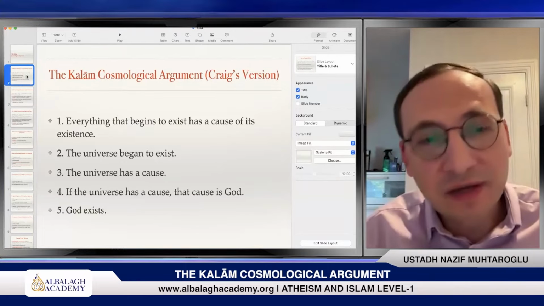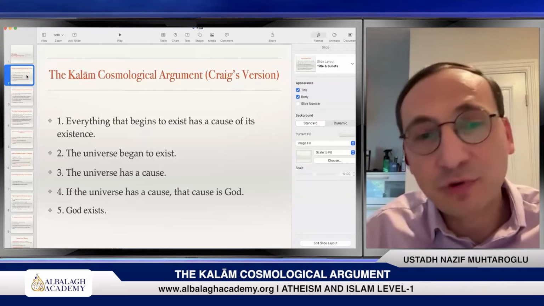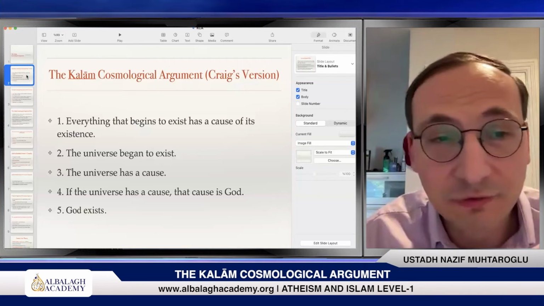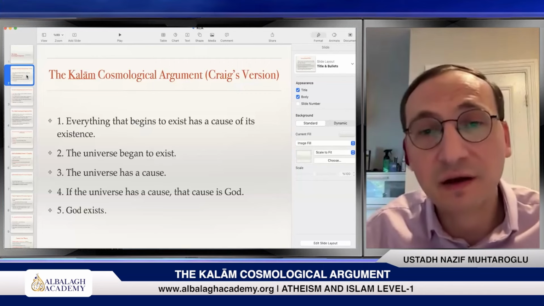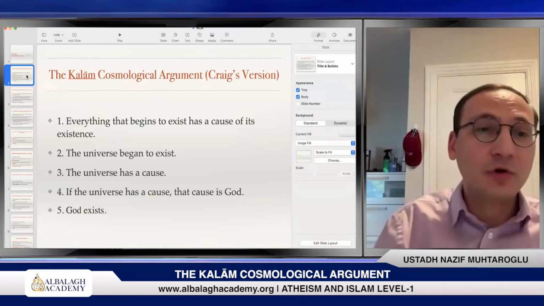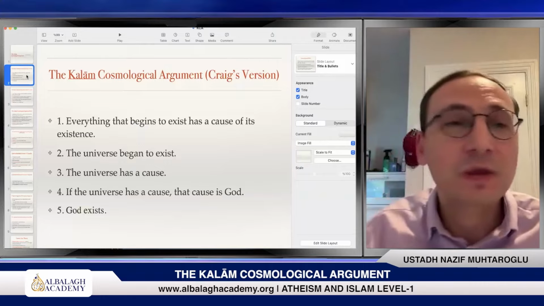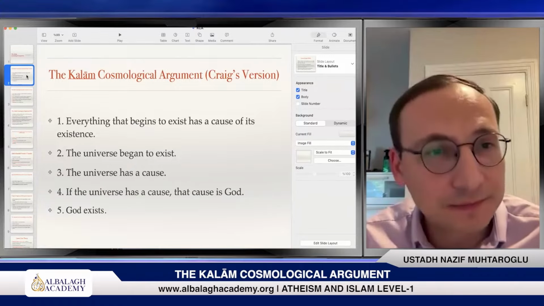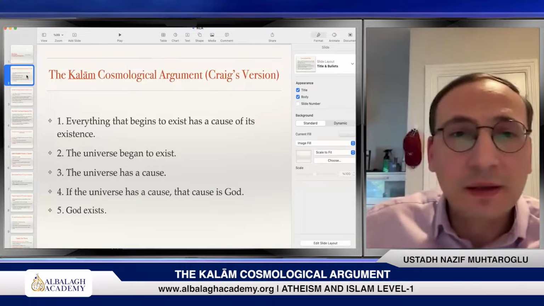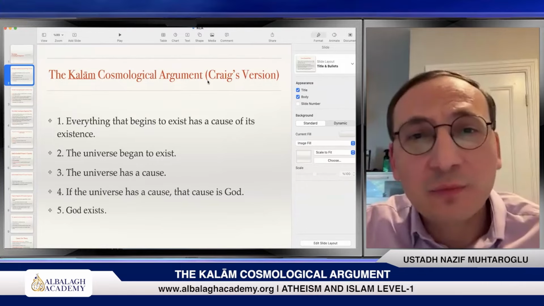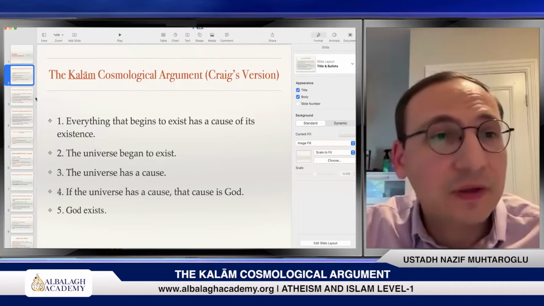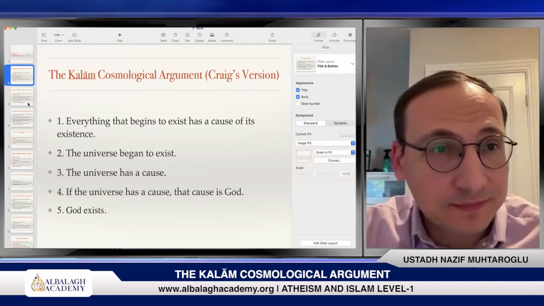And later comes another premise: if the universe has a cause, that cause is God. Now this 4th sentence identifies the cause of the universe with God. Therefore, conclusion, God exists. Now we will look at this argument in detail, but why it is called the Kalam cosmological argument by Lane Craig needs to be evaluated.